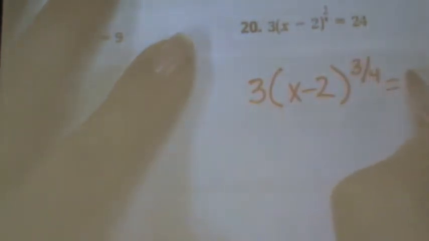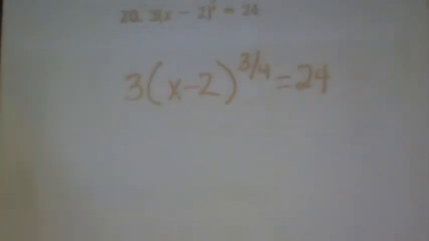Now, if it was like number 20, this says 3 times x minus 2, to the 3/4 power equals 24. I think it says 3/4, yeah, I'm gonna say 3/4. How many answers are there gonna be for this problem? 1. How do you know that? What did I tell you to look at? The numerator. It says 3/4. The 3, because it's odd, there's only gonna be one answer.